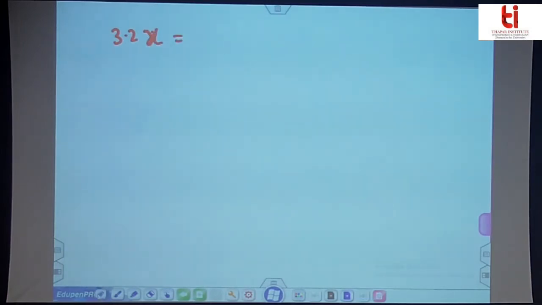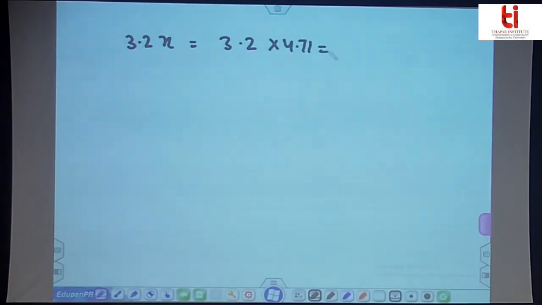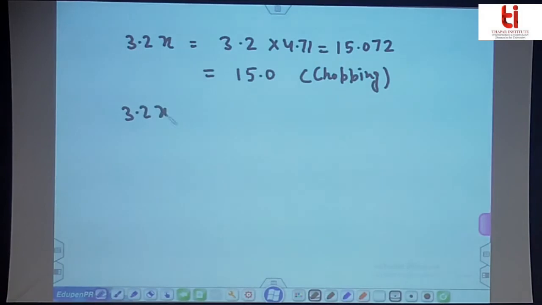Okay. Now 3.2 x. It is 3.2 into 4.71. The value is 15.072. It comes out to be 15.0 using chopping, and 15.1 using rounding.